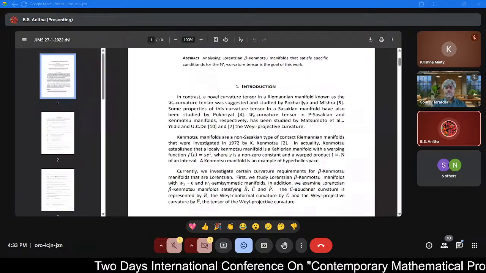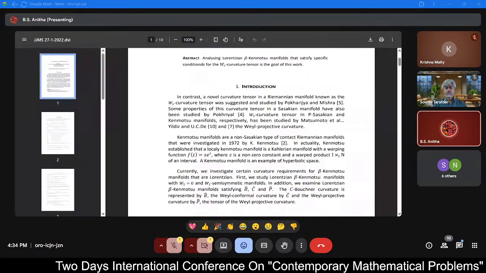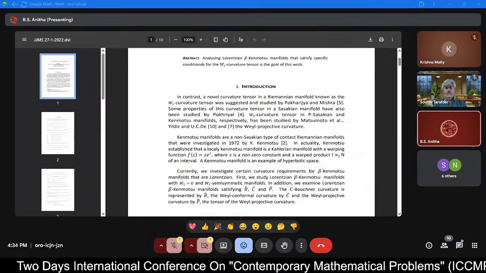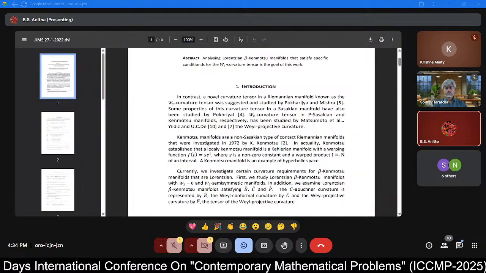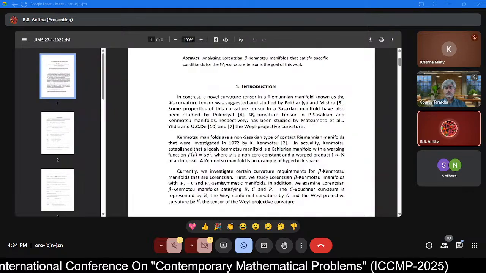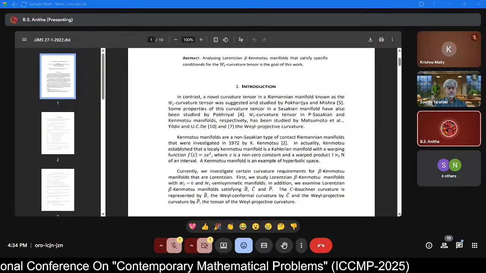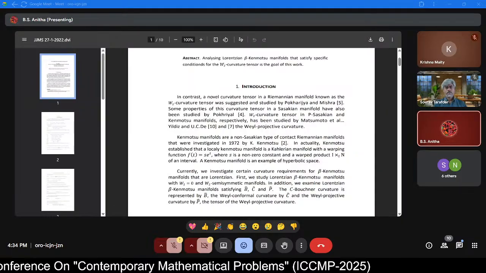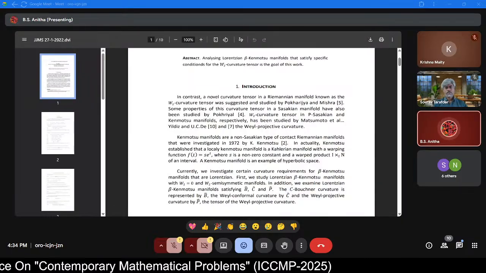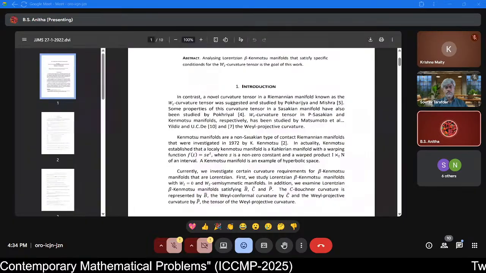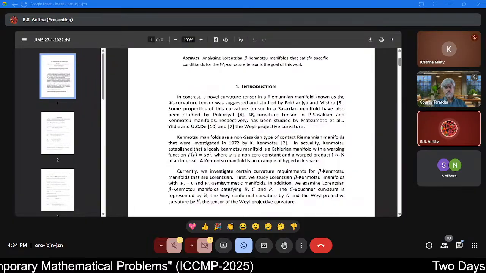Next, we go to the discussion about the basic concepts of the Lorentzian beta Kenmotsu manifold. In the Lorentzian beta Kenmotsu manifold, we have to put the conditions. Basic properties we have to share there.